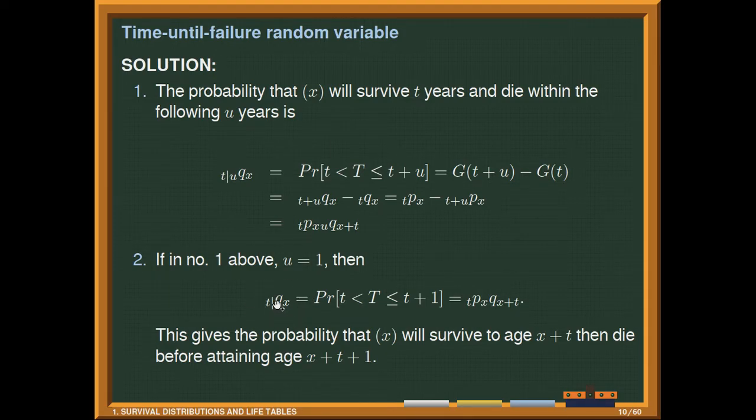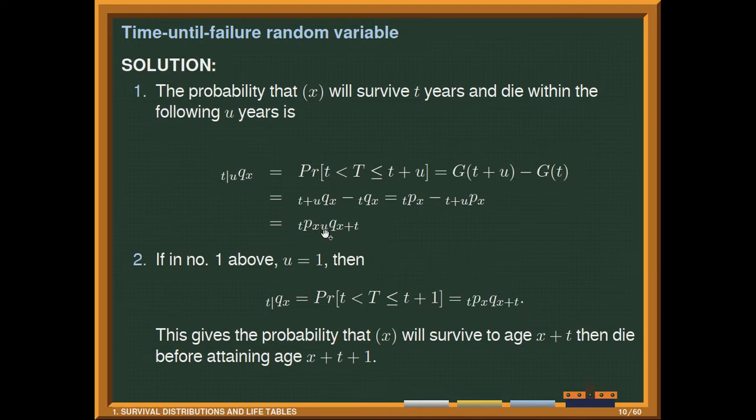Take note that we did not write 1 anymore. We just wrote it as t bar qx. So this is the representation for the probability that a person age x will survive t years and then die within the next year. Using this particular statement, we can express this as the probability that t is greater than small t and less than or equal to t plus 1, or in terms of this representation, this is the same as tpx times qx plus t.